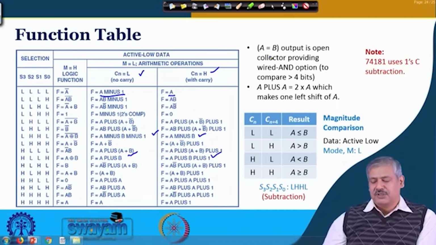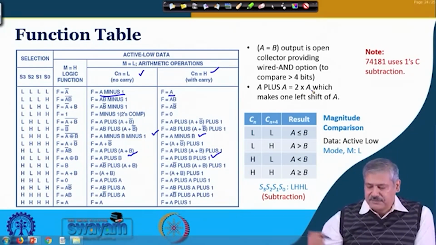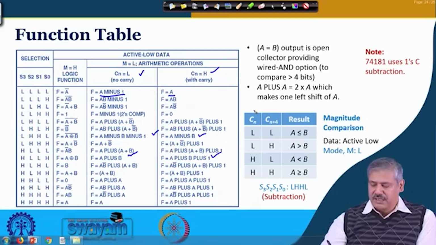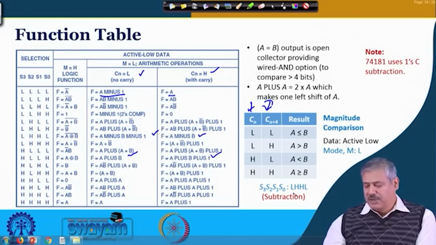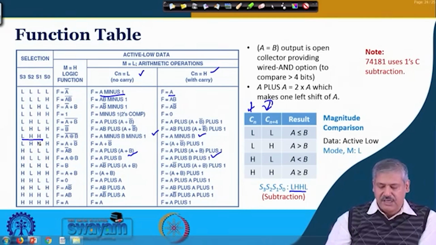There is no multiplication as such, but A plus A means 2 into A, which is basically a left shift of 1 unit of A. That is what you can see. For magnitude comparison, there is no separate output, so you can look at the result, this carry getting generated. We have noted the implication of the carry when you are doing the subtraction. So, L H H L. In one case it is A minus B minus 1, another is A minus B.